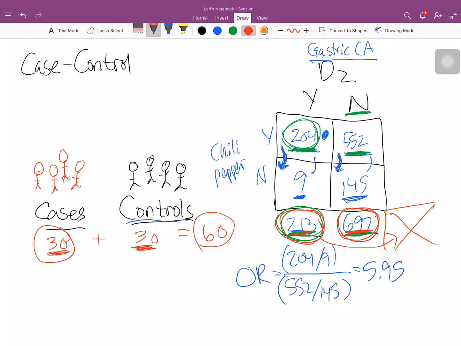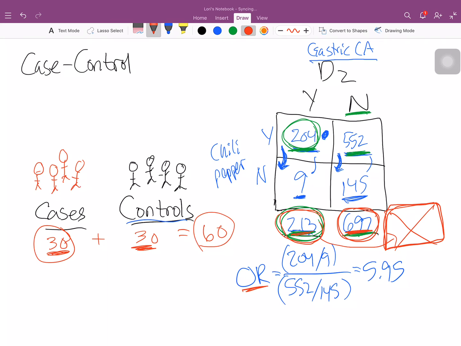So that can be a real downside to case control, is that we don't have what a lot of people would call denominator data. We do not have the denominator, so we can't calculate prevalence and risk and those kinds of things. We're stuck with this odds ratio. So odds ratio is the measure that we use for case control because of that limitation.